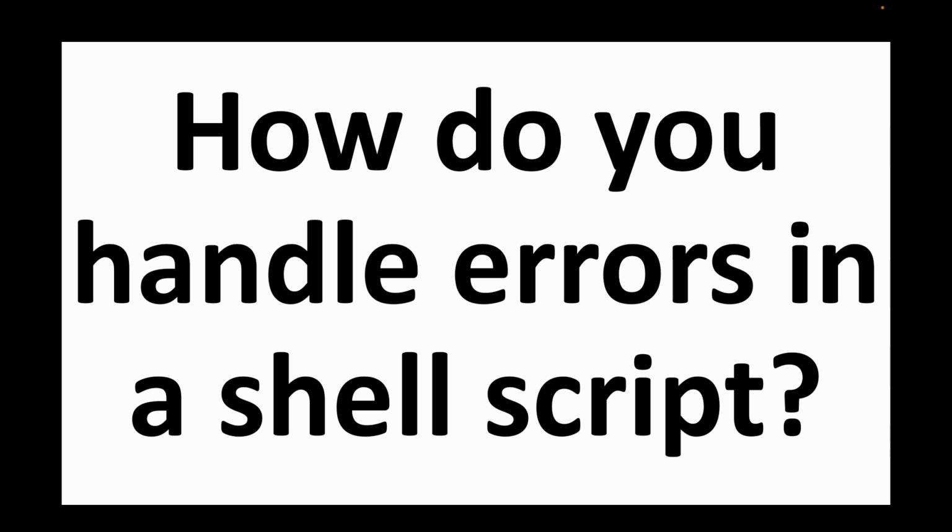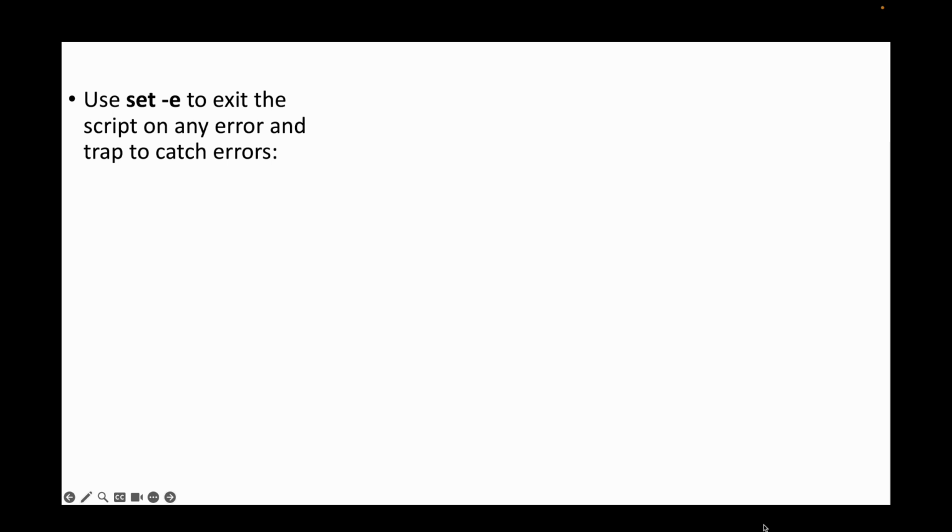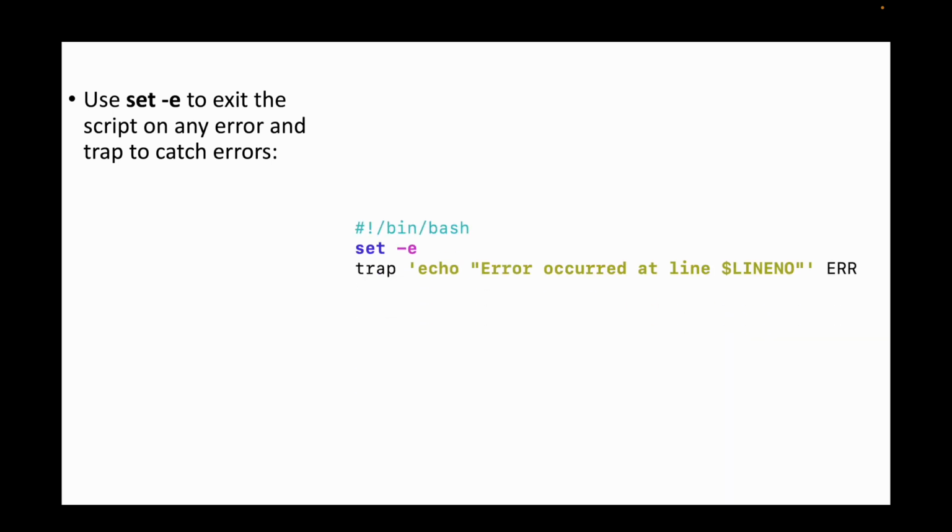The next question we have is, how do you handle errors in a shell script? So to handle errors in a shell script, we can make use of set -e to exit the script whenever there is an error, and then we can make use of the trap to catch those errors. So we can make use of this set command. Whenever there is an error, we are telling it to exit, and then we are using this trap command to capture that particular error and display it.